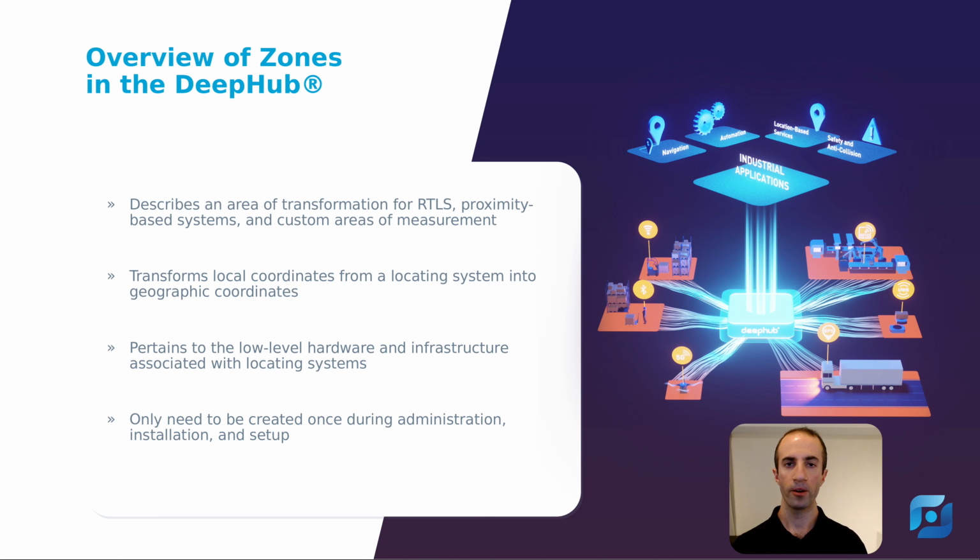If a location provider moves within the boundaries of a zone, it communicates with its corresponding infrastructure, the local coordinate gets transformed into a geographic coordinate, and the position of the location provider updates in the DeepHub.